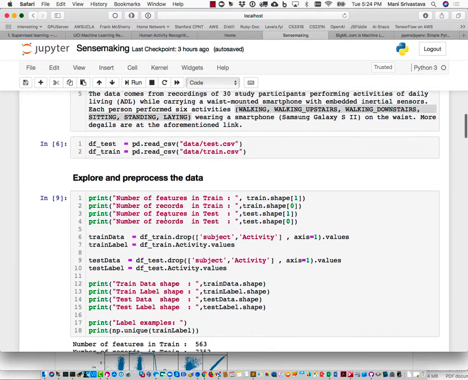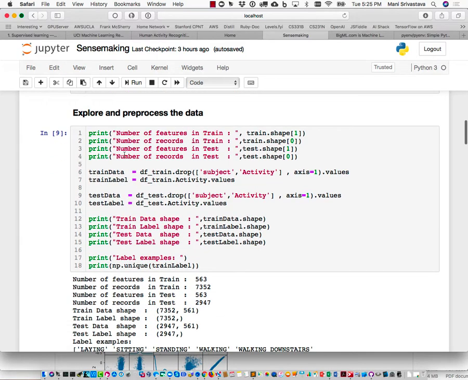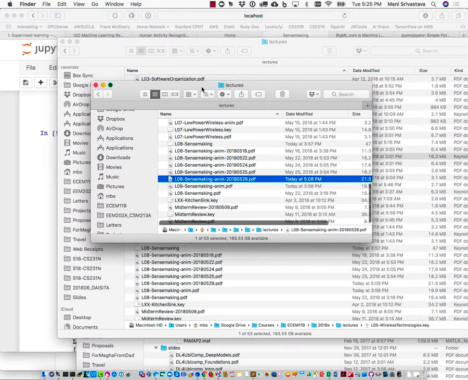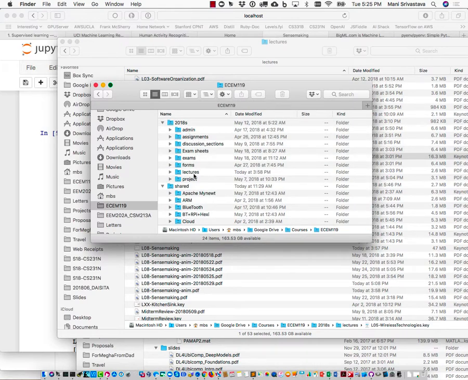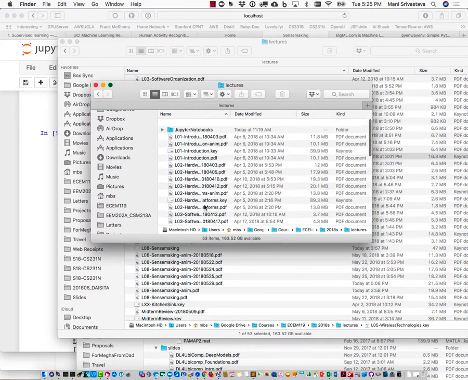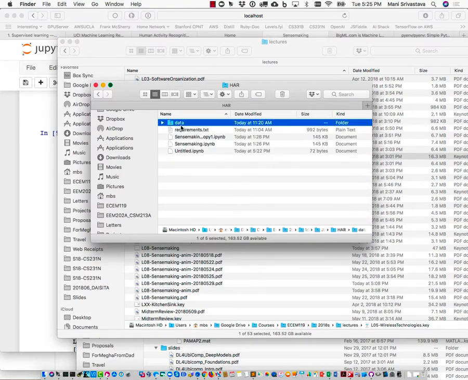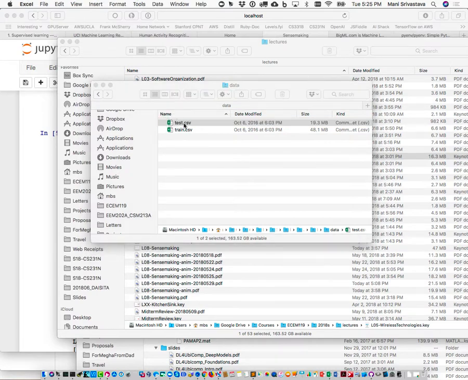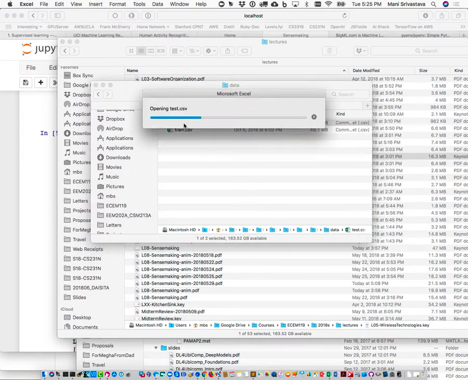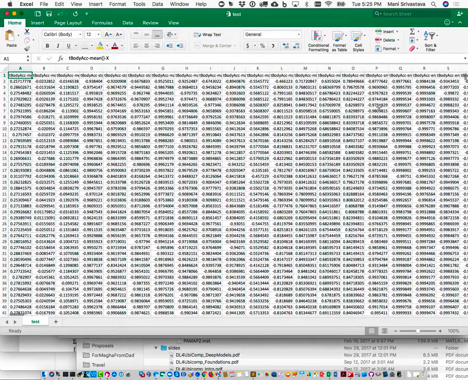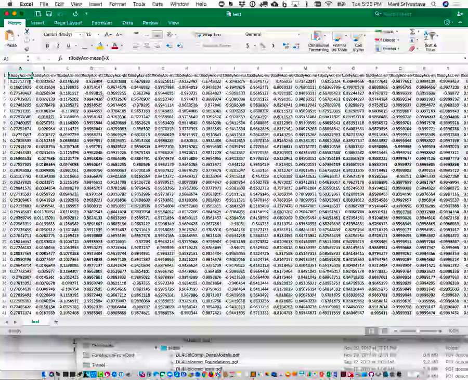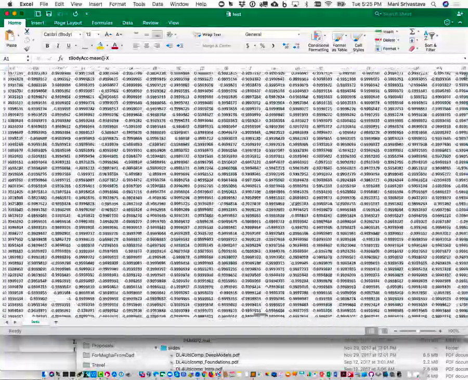So I load it into these two variables. And then if we look at the data, each column represents an attribute, and there are like 500 plus attributes.